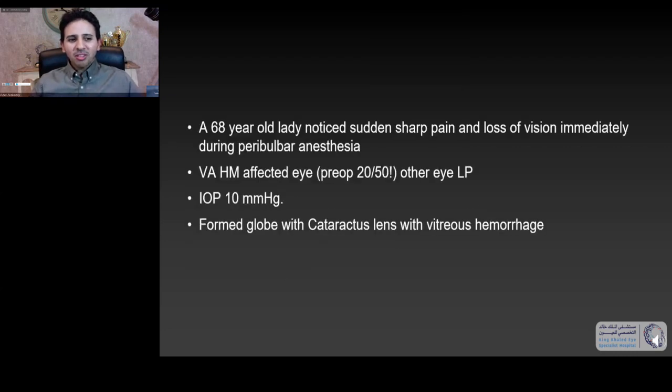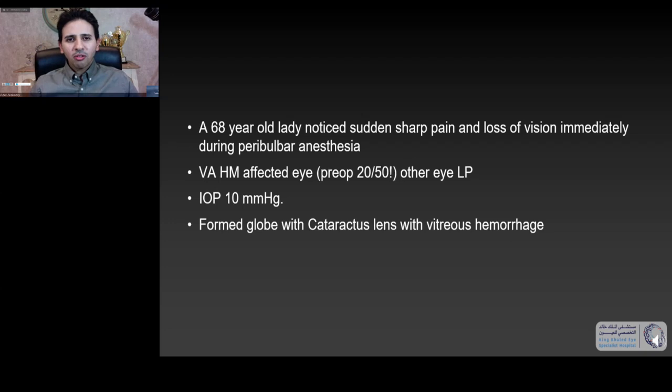So this was a 68-year-old lady who had a sudden sharp pain during anesthesia prior to her cataract surgery. She noticed that her vision started to drop immediately, and she presented to our hospital within hours with a vision of hand motion. Her pre-op vision in this eye was 20/50, and the other eye was actually light perception. So this was her good eye.